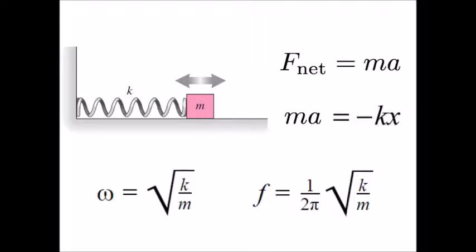Trying to shake a big heavy mass back and forth, it's going to take you longer. You're going to have a smaller frequency if you try to shake a full gallon of milk back and forth. And so there you go.